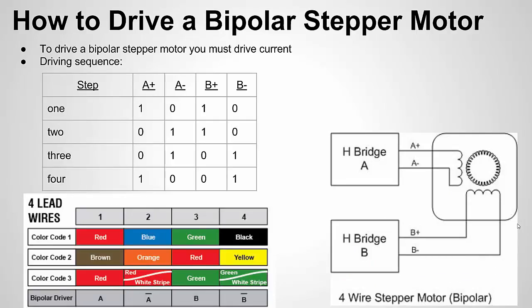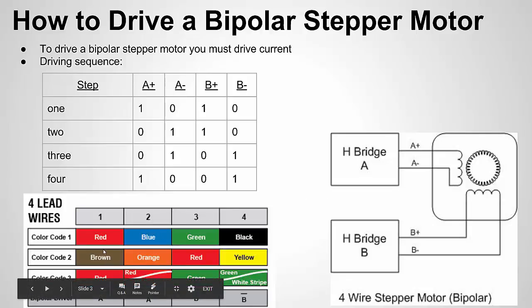Okay, once again, this is another review, and this kind of just shows how to drive a bipolar stepper motor. The ones and zeros mean power is applied and current is flowing from that direction to the zero direction. So for one, you have current flowing from A plus to A minus and B plus to B minus. And here I show some of the color codes. The motor that I'm working with that you'll see is the color code number two, brown, orange, red, and yellow.